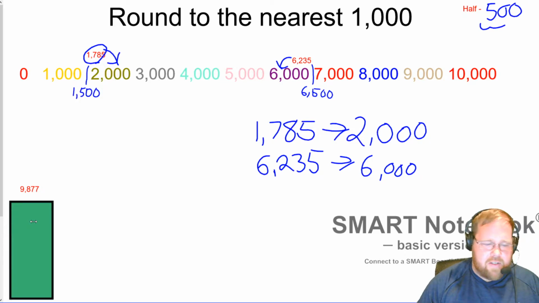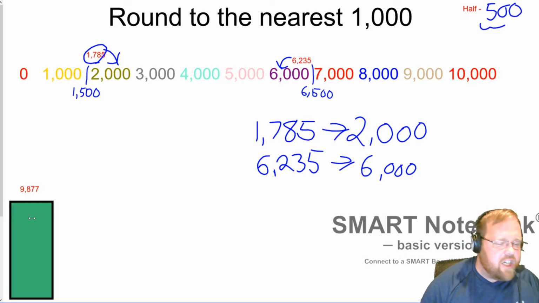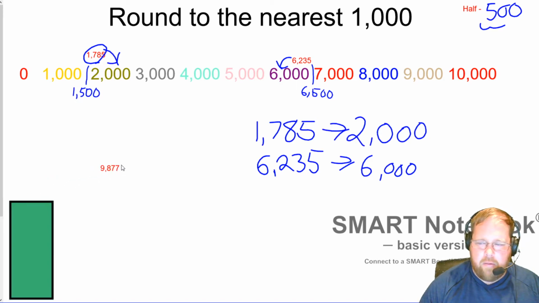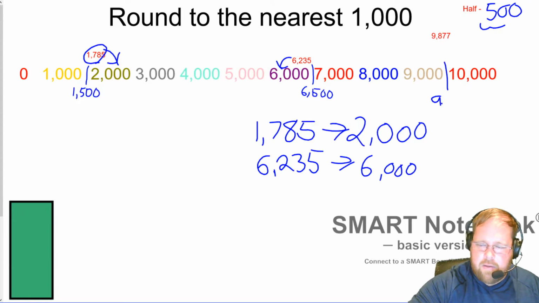What about 9,877? Let's take a look, shall we? Yes. Good idea. Oh, jeez. Come on, Mickey. Don't come out right now. All right. 7,000, 8,000, 9,000. Yay! But where will it land? Let's see. So 9,500, of course.